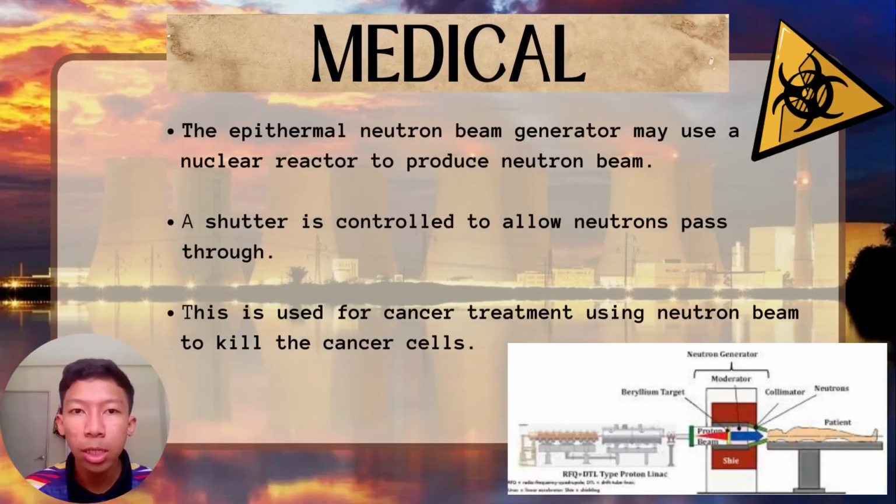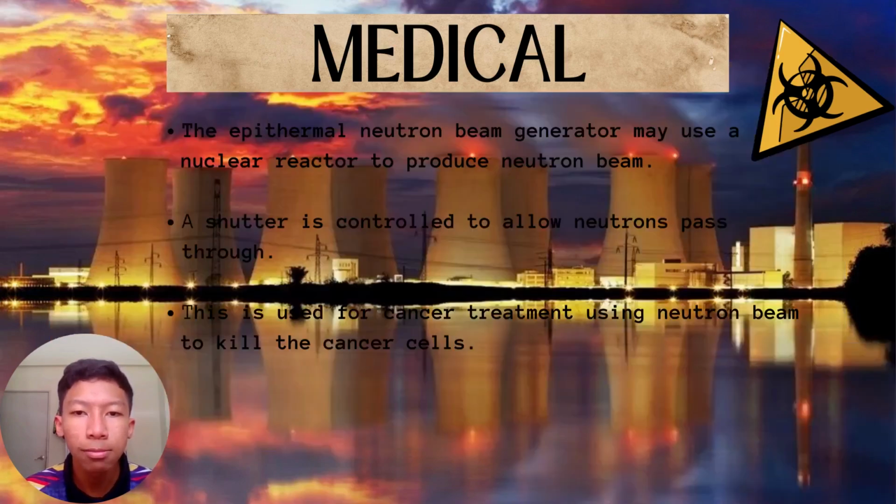So now I will explain the nuclear reactor and medical uses. First, the epithermal neutron beam generator may use a nuclear reactor to produce neutron beam. The neutron passes through by controlling from a shutter. Nuclear reactor in medical is used for cancer treatment using neutron beam to kill the cancer cells. For example, the tumor patient receives radiation therapy with atomic particles called neutron. The neutron reacts with the boron to kill the tumor cell without harming normal cell.